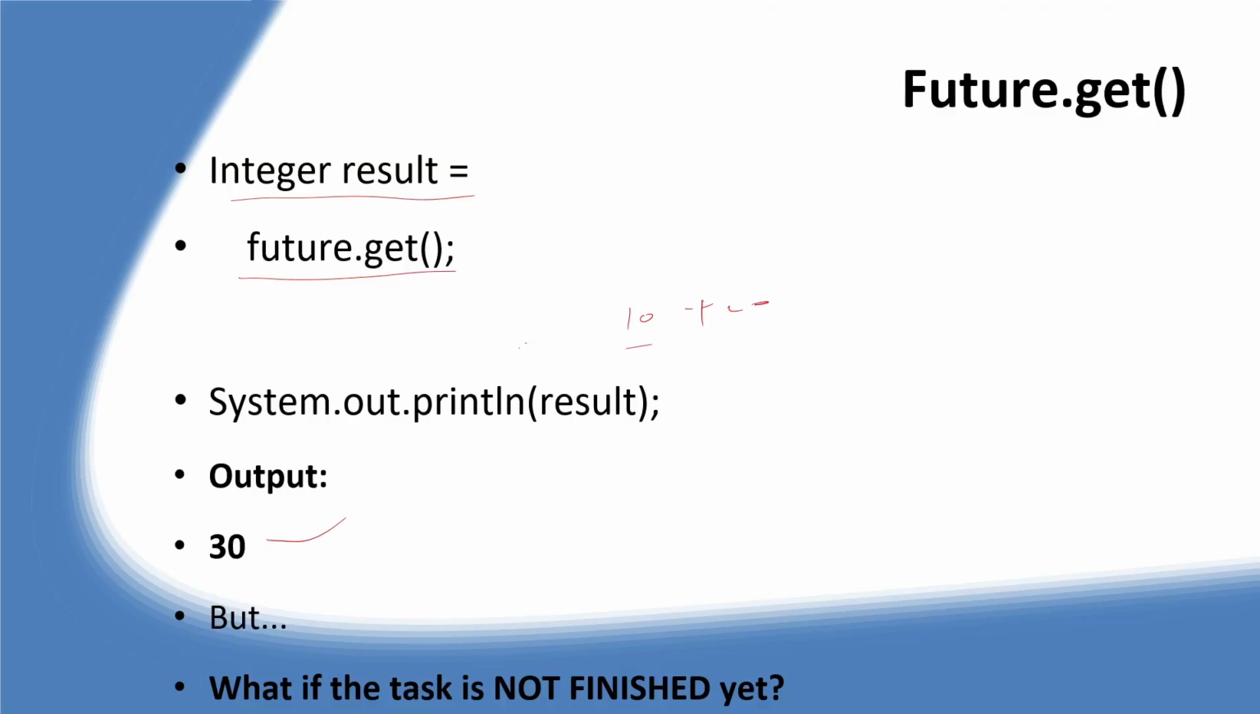If the task has not completed and we call the future.get method, the calling thread waits until the result becomes available. In whichever thread we are calling this method, while the asynchronous operation is in process, the current thread will wait for it to complete. Once the operation is completed, the get method will return the result, and this thread will continue with the remaining lines of code.